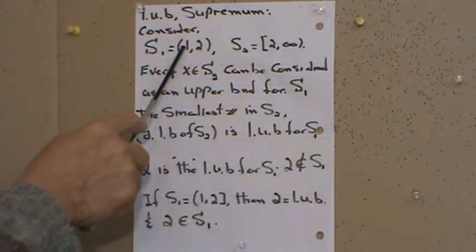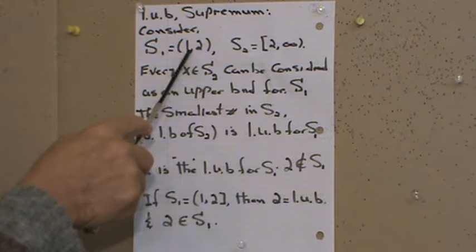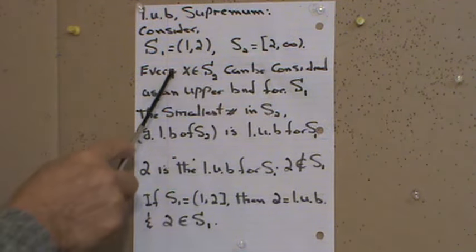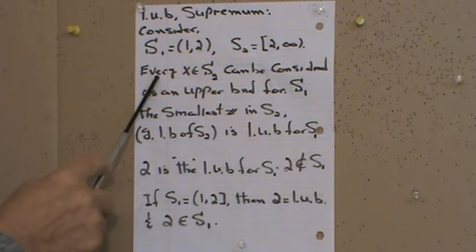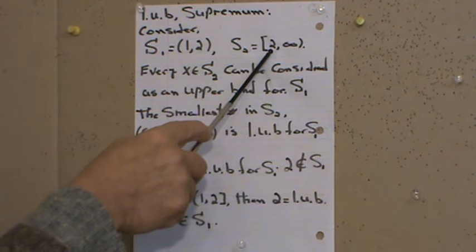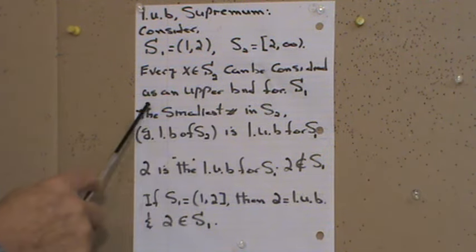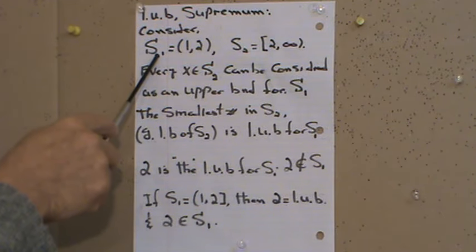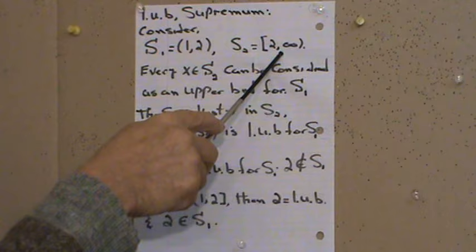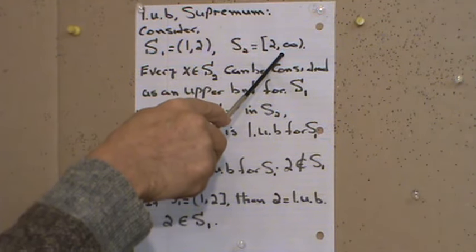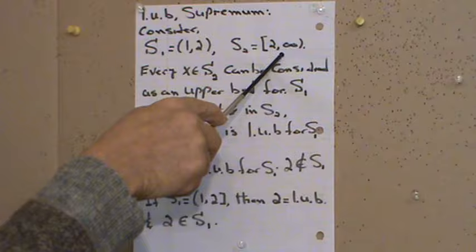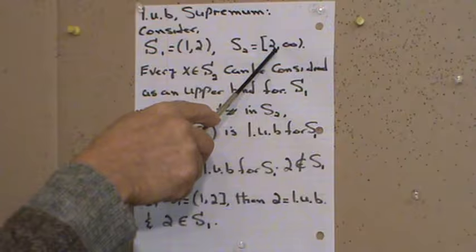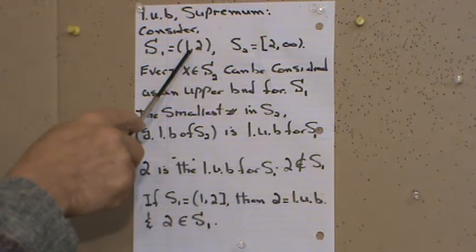On the number line, S1 is the interval from 1 to 2, not including 1 and 2, and the second one is from 2 to infinity. Okay? Now, let me just read for you. Every x in S2 can be considered as an upper bound for S1. Now, the smallest of all the numbers in S2 is called the greatest lower bound for this set.